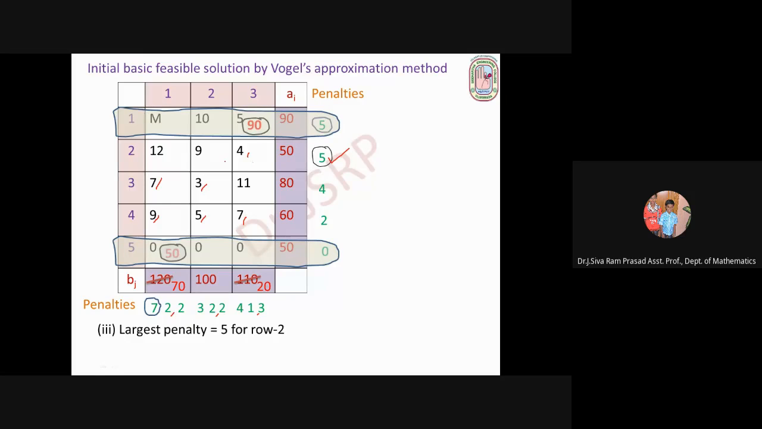In row 2, the least cost is 4, that is the 2-3 cell. So for this cell, allotment, available 50 and requirement 20. So minimum of these two. So x23 equals minimum of 50, 20, that is 20. So write 20 here and circle it.